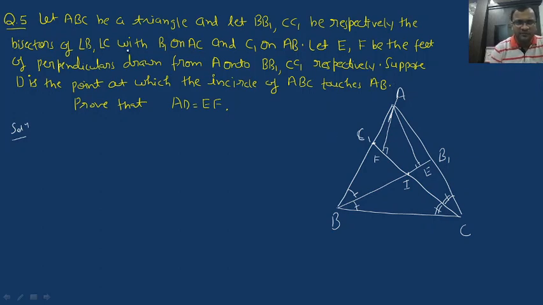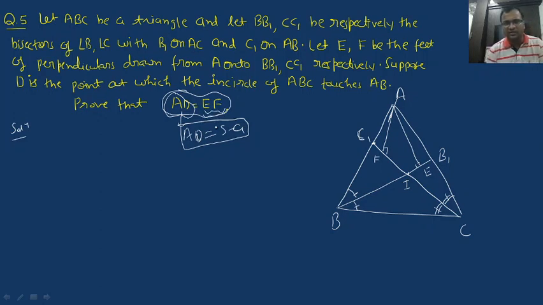And suppose D is the point at which the incircle of triangle ABC touches AB. We have to prove that AD is equal to EF. We are already familiar with the length of AD. D is the touch point of the incircle of triangle ABC with the side AB. Then we are already familiar with this length. AD is actually s minus a. By elementary geometry, we can also prove this result. AD is s minus a. Now the major task is to find the length of EF, and we have to show that the length of EF is also s minus a.